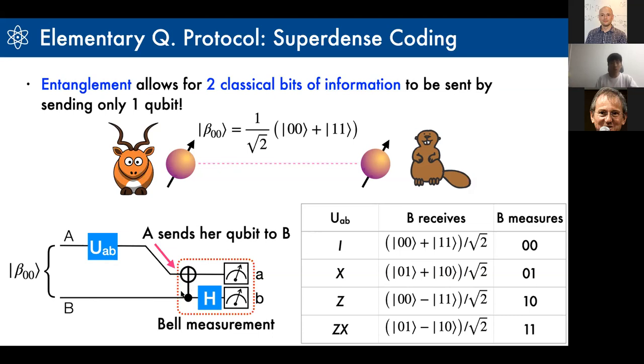So this whole thing could be considered as a measurement procedure, and typically we call this a Bell measurement. So now you can see that what is measured by Beaver is different depending on what A has done before transmitting her qubit. So there are four possibilities. So they were successful in communicating two classical bits of information using entanglement. Okay.